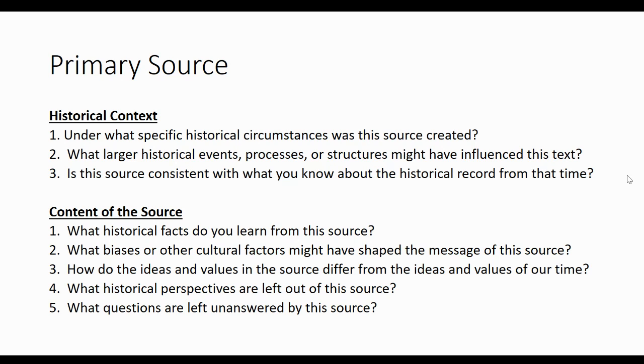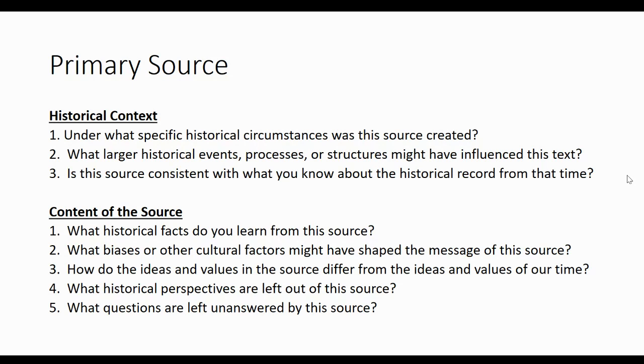So, under what specific historical circumstances was a source created? But at the same time, what larger historical events, processes, and structures might have influenced the text? So if you're looking at a piece of paper from a town, for example, you might want to know what's happening in that town at that moment, but you would also want to know what's happening in the United States and the world at that particular moment.